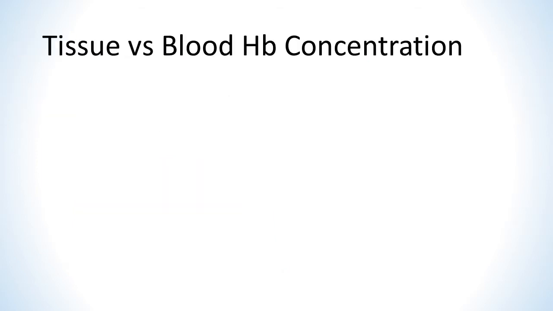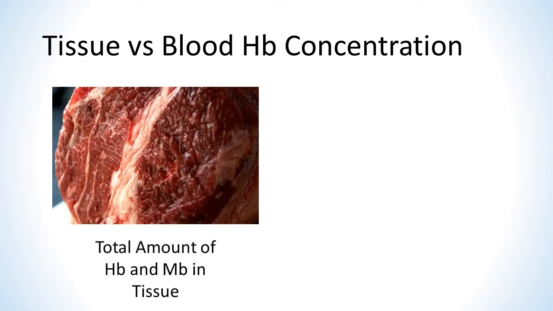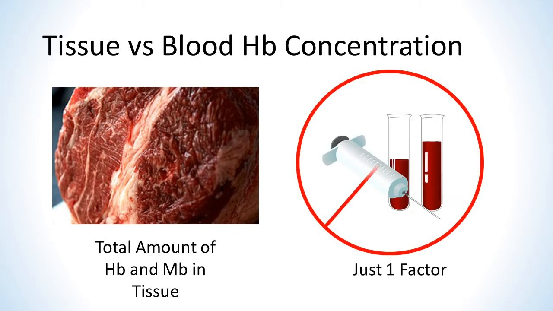It's very important to distinguish between total hemoglobin and blood hemoglobin concentrations. Total hemoglobin is the measure of the amount of hemoglobin and myoglobin per unit volume of tissue. This is different than blood hemoglobin concentrations, which is a measure of the amount of hemoglobin per unit volume of blood. Higher or lower blood hemoglobin concentrations is just one factor that can contribute to higher or lower THB.